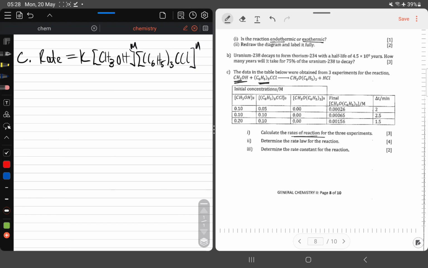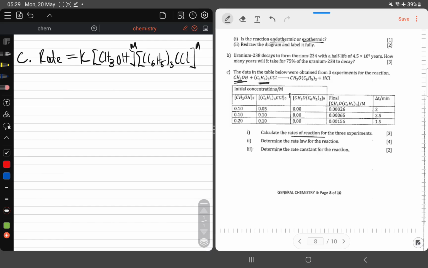Now we need to find the powers. That's basically what we've got to do. And to find the powers, we go to our table. We need to pick two experiments, okay, for each reactant, where only its concentration changes and the other one doesn't. But before we start, we see that this table has way too many things.